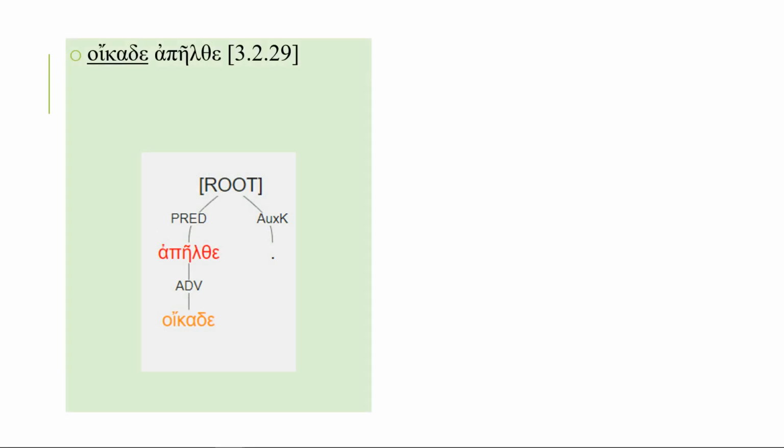So, for example, apelthe, he went away, or he sailed, well, went away. And then we have this oikade, which you know by now means homewards. So he went away homewards. So we have the predicate and we have the adverb. And when you see an adverb hanging on a verb, you just translate it like a regular adverb for the most part.